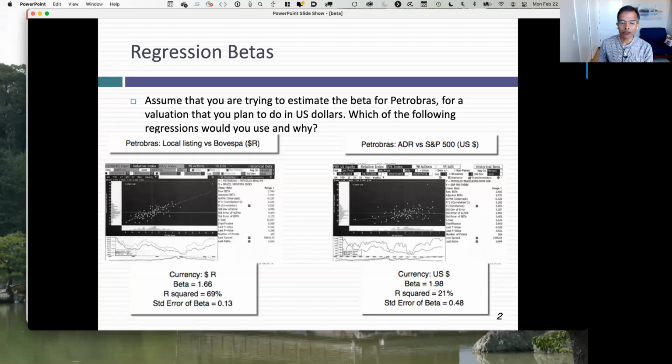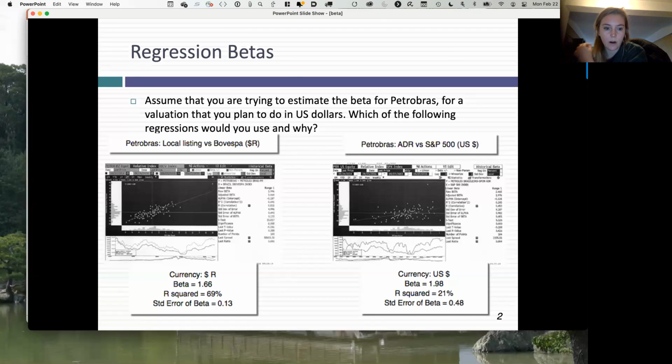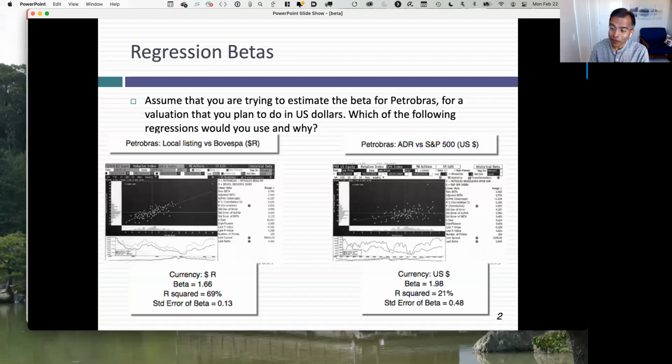So here's my first question, and anybody can jump in and answer this. If you had to use a regression beta, which of these two regressions would you use and why? If I followed pure statistical first principles, what are we taught to do in statistics? Well, the greater R squared. The greater R squared, right? And that's a terrible piece of advice here.